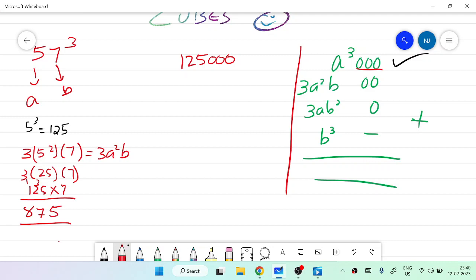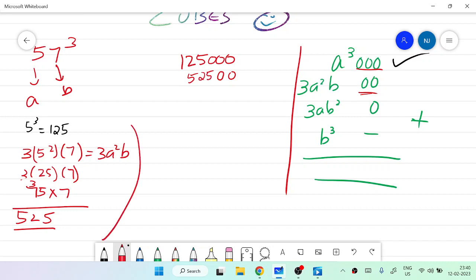Sorry, actually I made one mistake here. 3 into 25 will give you 75, right? So 75 into 7. 7 5s are 35, 3, 7 7s are 49, 52. 525 will come. So here you have to put these 2 zeros and then this 525. Understood?